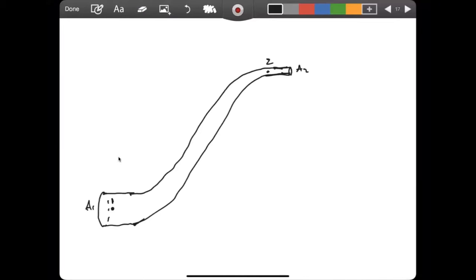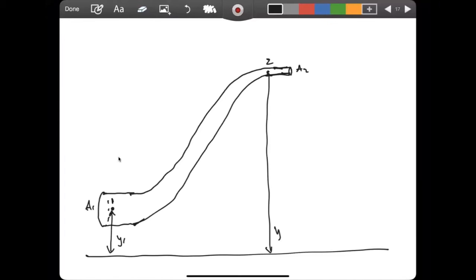And let's say our reference point is somewhere down here. So this is our reference point, so that this is at a height of, let's call that y1 above the ground, and let's call this some height of y2 above the ground. Right? So if you think about it, this is a way that you, for example, can get water when you wash your hands in an upstairs bathroom. So you're pulling it from the ground, and then you bring it all the way up to the top.